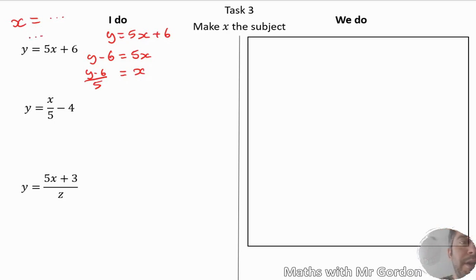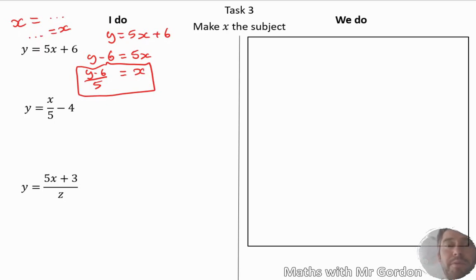It could just as well be something equals x. The important thing, it doesn't really matter which side the x is on, whether it's on the right or the left. The important thing is x is by itself. We've isolated x by itself. So here is our answer, y minus 6 all over 5 equals x. Or you could write that the other way, x equals y minus 6 all over 5.